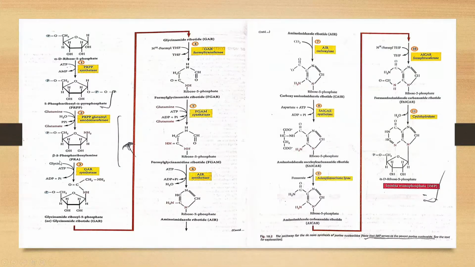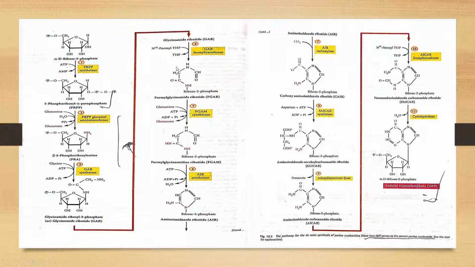Next, phosphoribosylamine condenses with glycine in the presence of ATP to form glycinamide ribosyl 5-phosphate, or glycinamide ribotide. In this reaction, glycine provides the atoms which will become C4, C5 and N7 of the purine ring, which we have already seen.